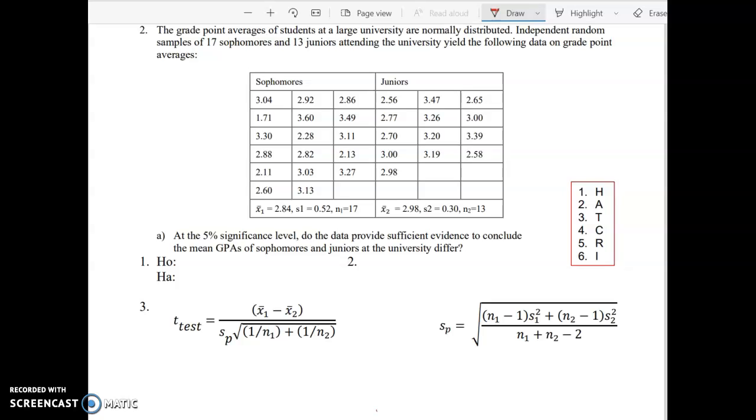This is problem number 2 from the Chapter 10 problems I posted on Blackboard. The solutions for problem number 1 were done during our last class, so you can look at the video for that if you want to know the solution for problem number 1.